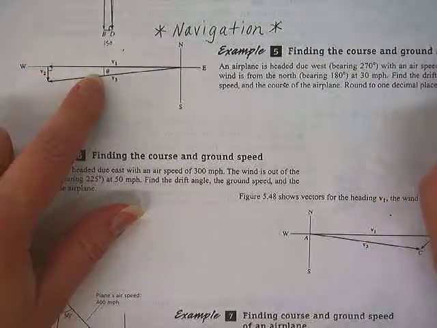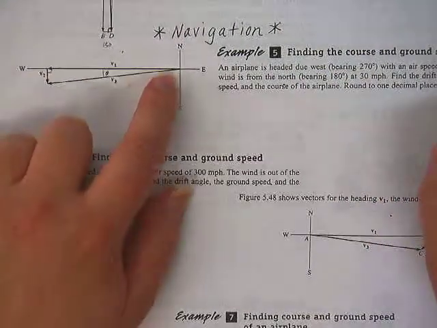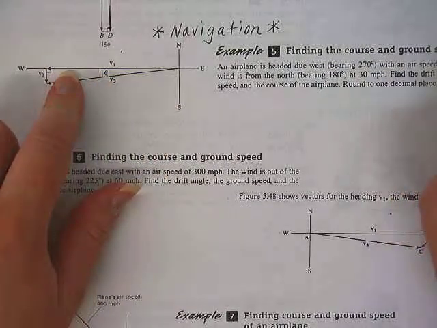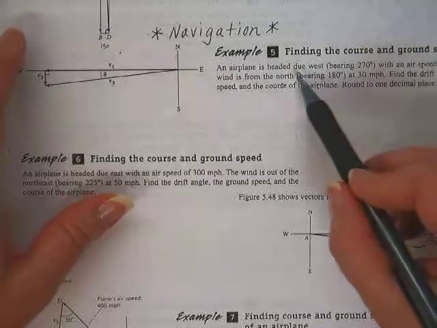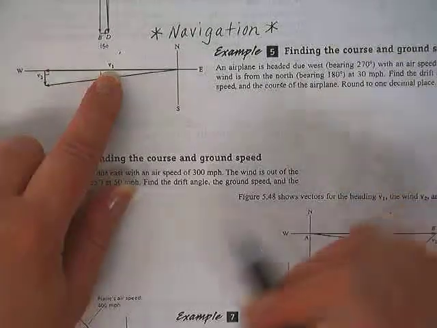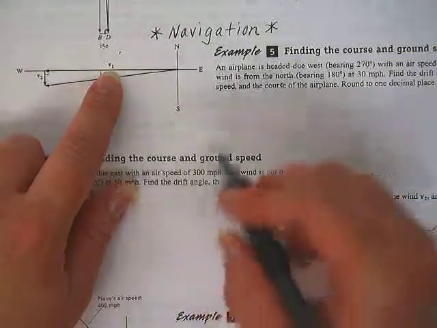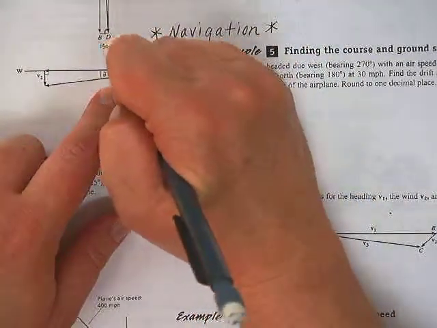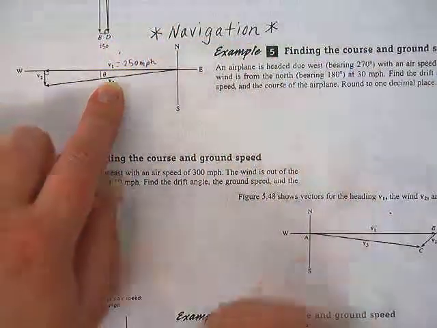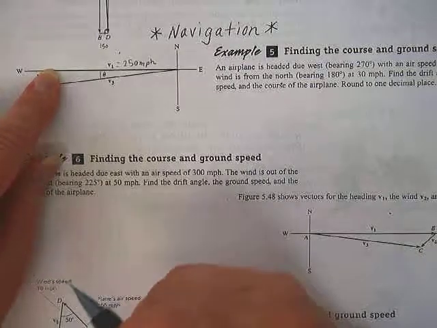Airspeed of 250 miles per hour. So we're actually dealing with velocity, and that's a vector. So velocity is a combination of direction and speed. They gave us the direction and they gave us the speed. So this is velocity, which is why they've labeled it V1, because they're talking about velocity. So that's 250 miles per hour, the airplane going that way.